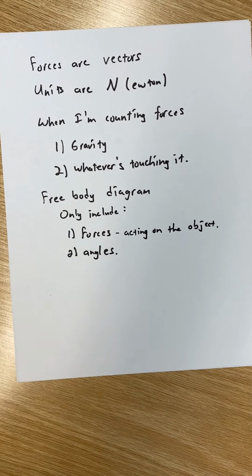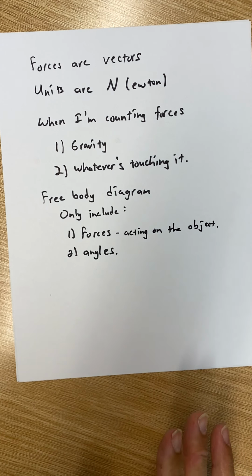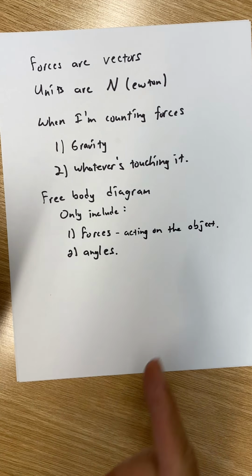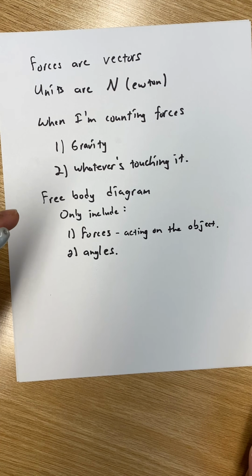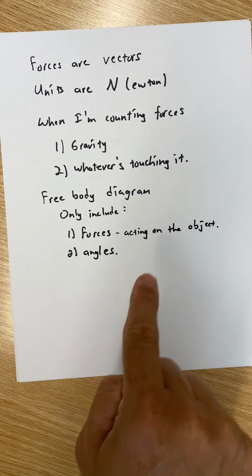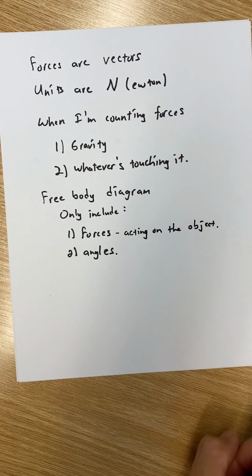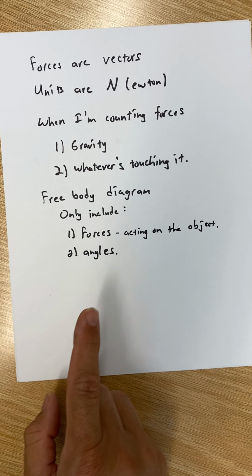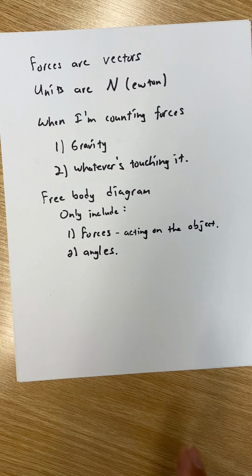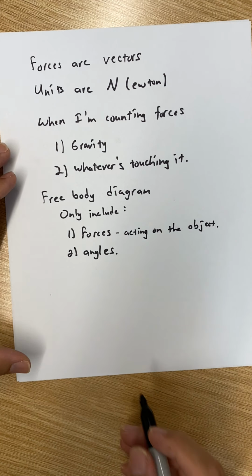That's important because very often I have an object and forces are acting on the object, but that object is also exerting forces on other things. The only forces that I include are the ones acting on the object. I don't care what that object is doing to other things. If I need to draw a free body diagram of the other things, they might include that force. But of an object, I only draw the forces that are touching it. Let me give you an example.